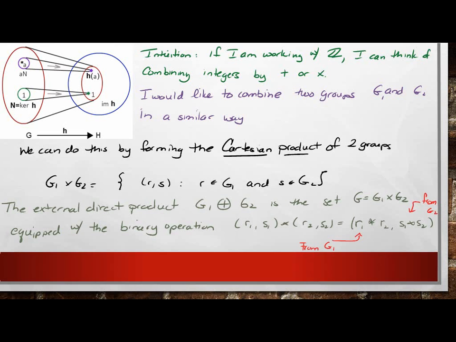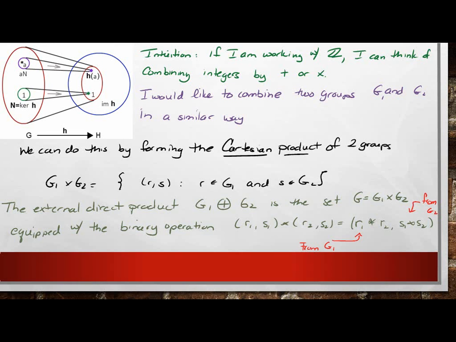Then the external direct product, what we mean by that, so the notation changes. Some people just use the x only to define the Cartesian product. When we put that direct plus with a circle around it, what we mean is the external direct product. It's the set formed by G1 cross G2, equipped with the binary operation where you just pair it the way you think you should pair it.